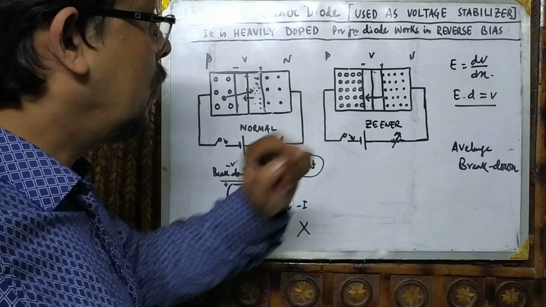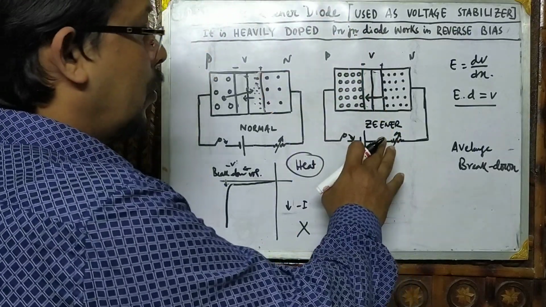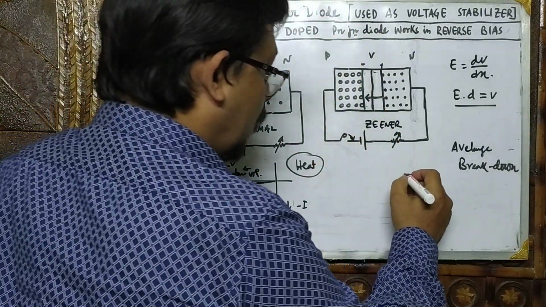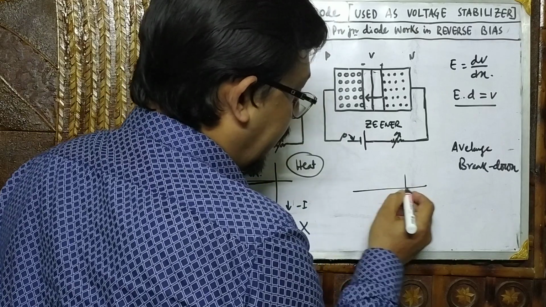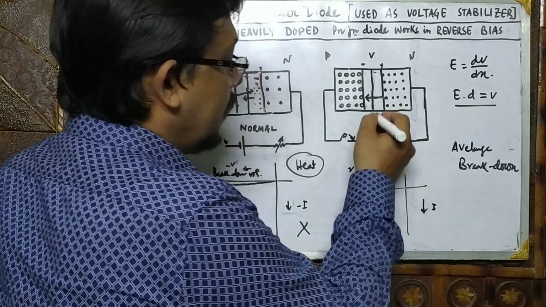Now the question comes, what is the specialty of the Zener diode? Come to the Zener diode now. In a Zener diode also, let me draw the graph. We are increasing the negative voltage, current is there, negative voltage is there. You are increasing the voltage gradually.